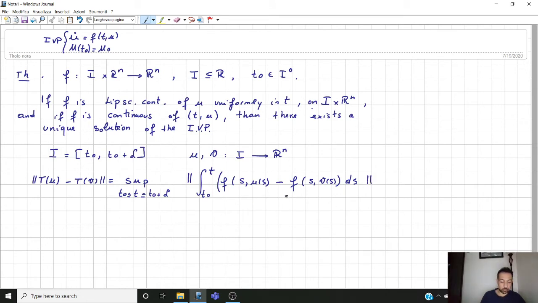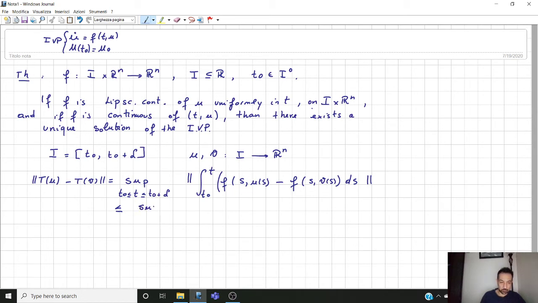And here we have the norm of this function. Practically we have T(u) minus T(v). All right, so at this point, what we can do is rewrite this as less than or equal to what? Well, the sup of the norm of the integral is less than or equal to the integral of the norm.